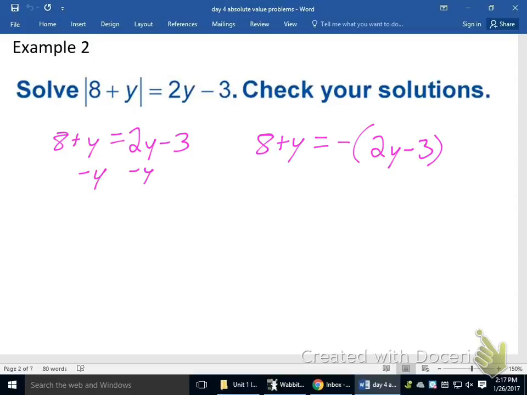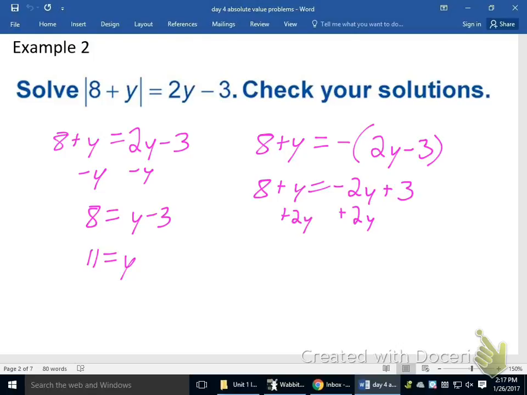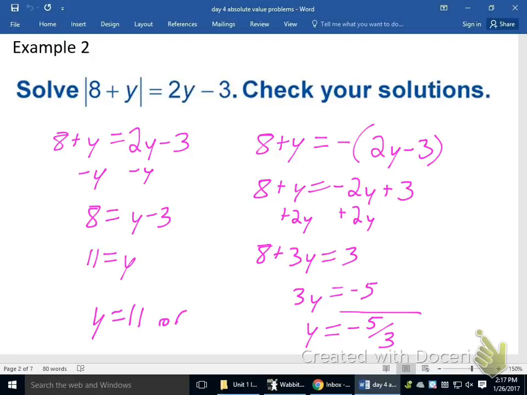On this left one, I'll subtract y on both sides, so I get 8 equals 1y minus 3. I'll add 3 to both sides and get 11 equals y. That's one of my two answers. Over here on the right hand side, I will distribute the negative sign. And now I'll add 2y here, so I'm dealing with positive. So I'll have 8 plus 3y equals 3. Subtract the 8, and I get 3y is equal to negative 5, so y is equal to negative 5 thirds. There's my two answers. So y equals 11 or y equals negative 5 thirds.